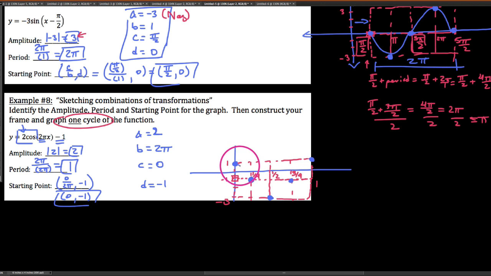So in this particular instance, we can see that we have a graph that has an amplitude of 1, just like the parent cosine function, but was shifted down 1 and also had a period that was not equal to 2 pi.